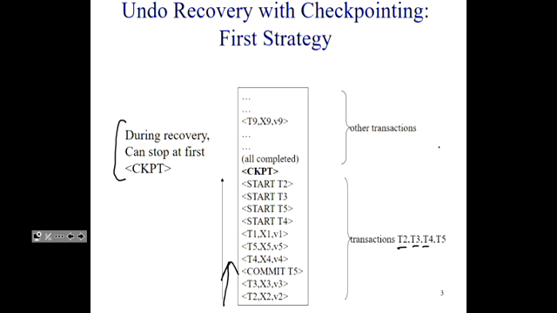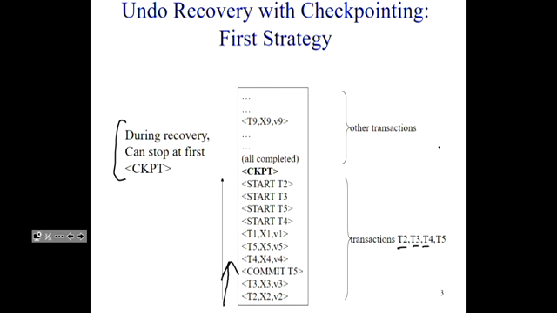So I need to record somewhere that T5 has committed, because if I see any other updates made by T5, I would need to ignore those updates. So I will have a special place, let's say committed transactions, where I will update that T5 has committed. Okay?